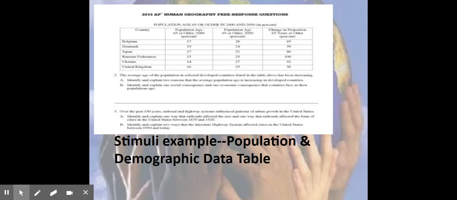Here's another way we could use what's known as a stimulus. We look at populations. This is a population table. So you could be asked a series of questions given a stimulus, either in multiple choice format or in what's known as a free response format, which is something I'll get to in a little bit.